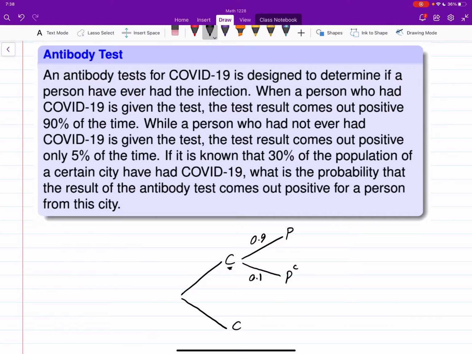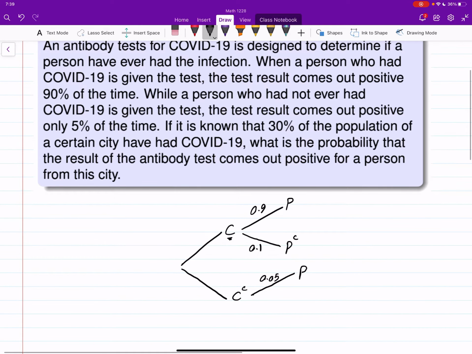And furthermore, we know that the probability of the test being positive for a person who never had COVID-19 is 0.05. Well, that's an error for the test, but there is a chance that you get that, and the negative will be 0.95. So that's basically what we have for the tree.